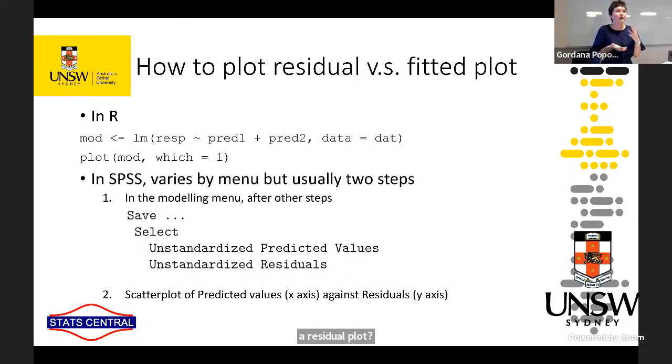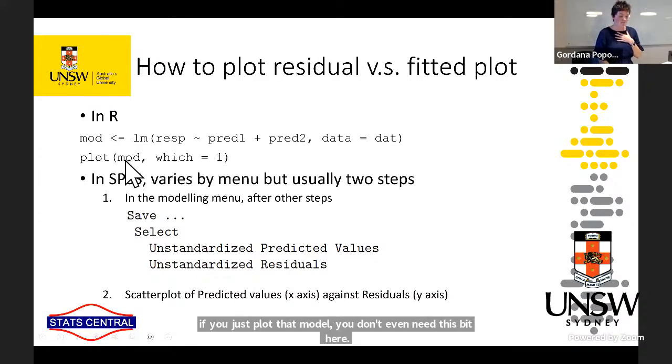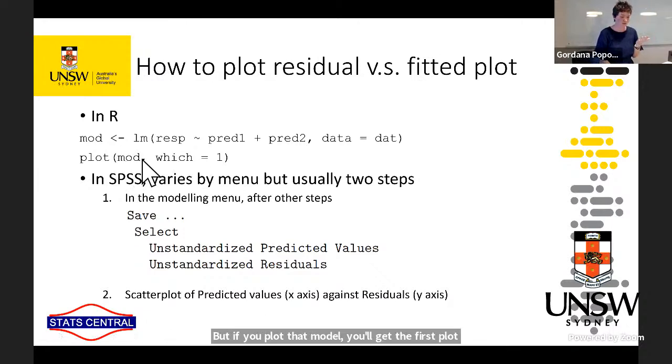If you're using R, for example, most of the time when you fit a model, for example, here I fit a linear model with the lm function. If you just plot that model, you don't even need this bit here, but if you plot that model, the first plot you get is a residual versus fitted plot. So that's the one we're going to look at. This just tells it to plot the first plot and not the others, but that's okay.